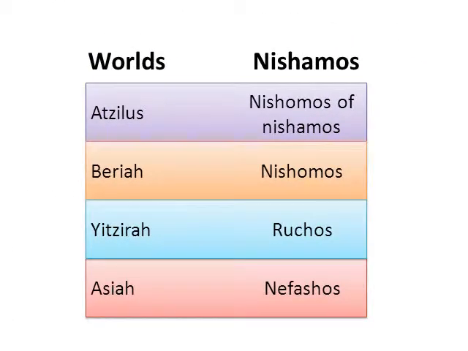There is also a type of Neshama that comes from the world of Asiya, and they are called Nefashos, even though they consist of all of the 5 aspects of the Neshama. There are some Neshamas that come from the world of Yetzira, and they are called Ruchos. From the world of Bria are called Neshamos. From Atzilus are called Neshamos of the Neshamos.